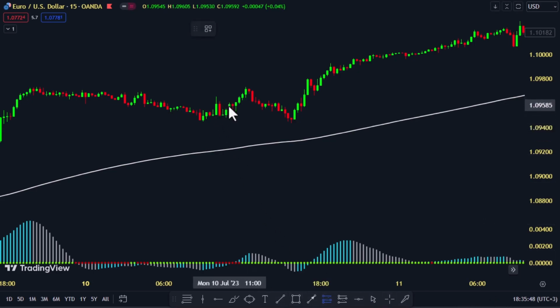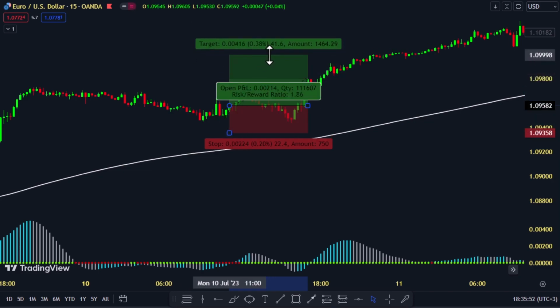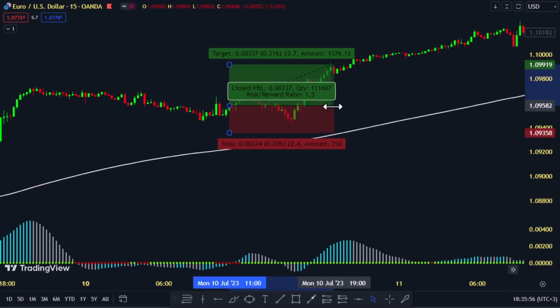So you decide to go long, setting your stop loss at the recent swing low and targeting a previous swing high at least a 1.5 times risk to reward ratio.